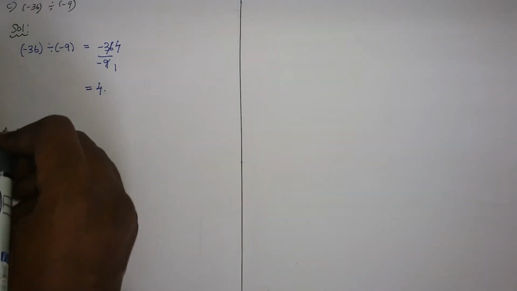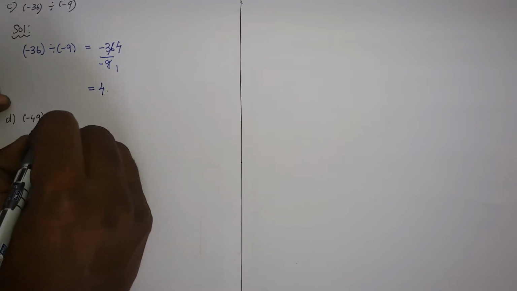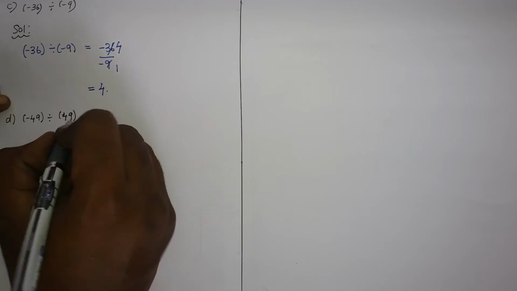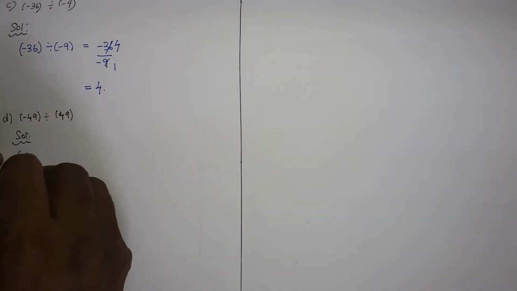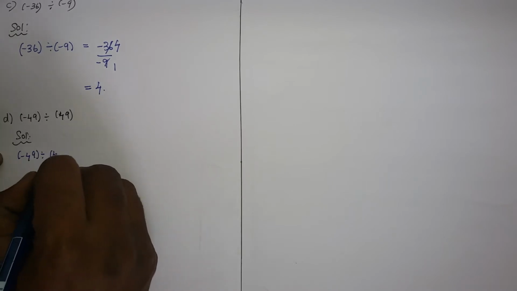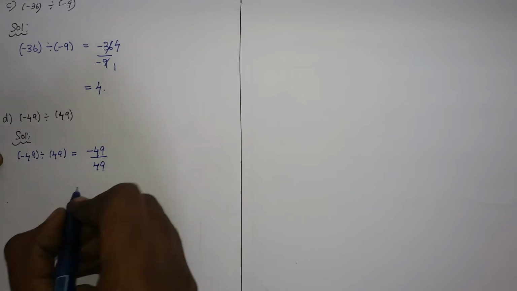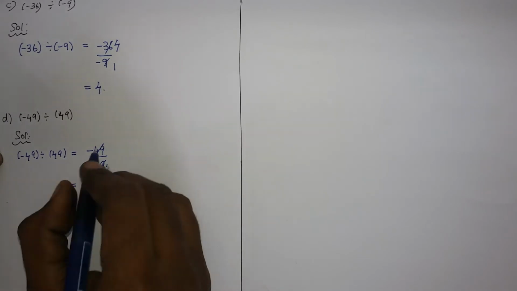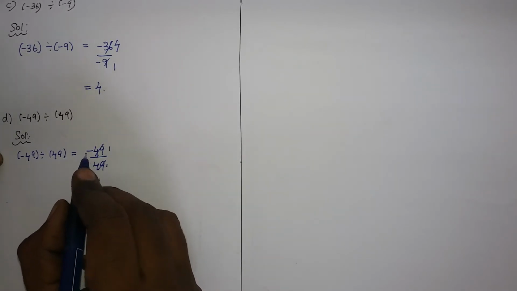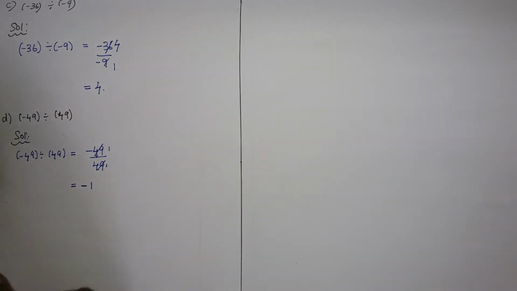Okay, next I am going to move to the D sum, that is minus 49 divided by 49. So here my solution will be minus 49 divided by 49. If I am reducing 49 by 49, the answer will be 1, right? So here minus is there, minus plus is minus, so my answer will be minus 1.